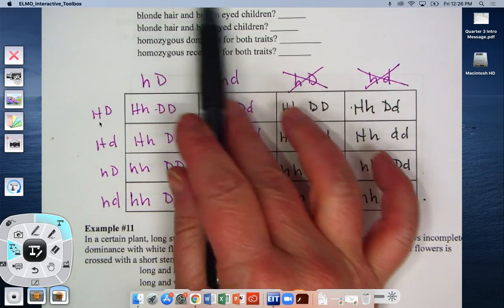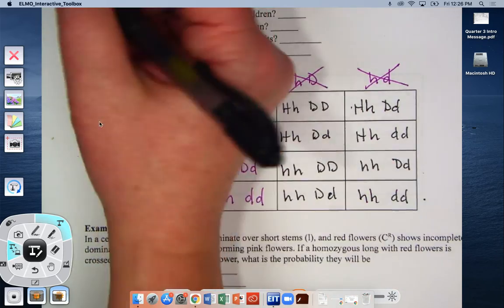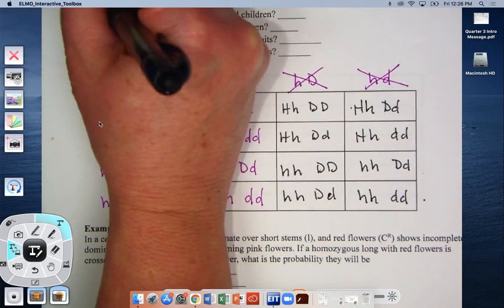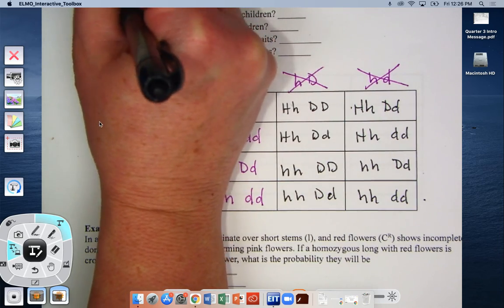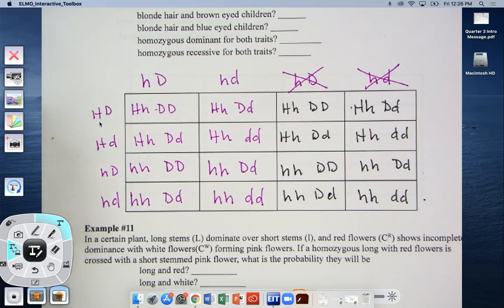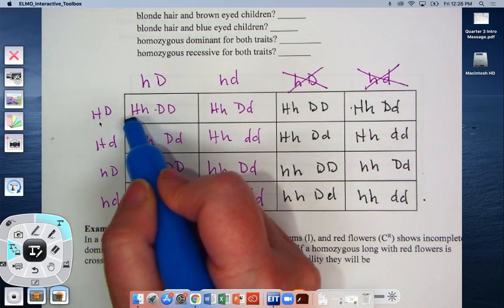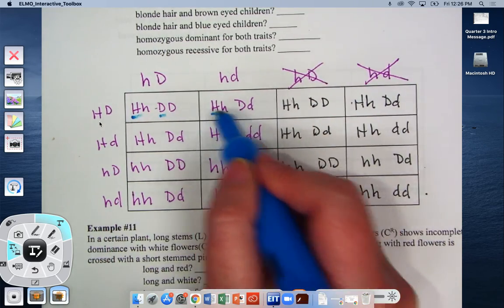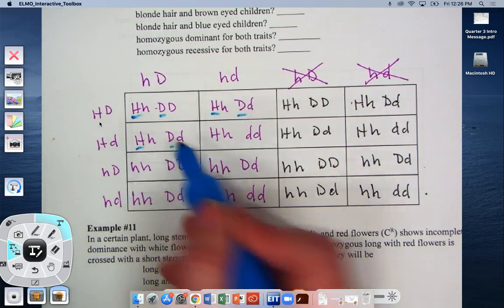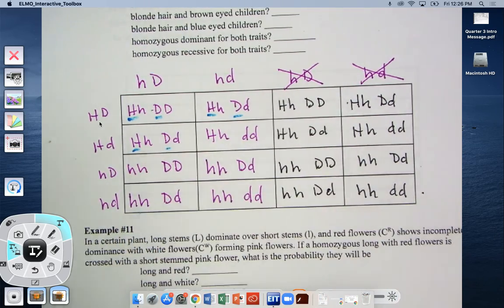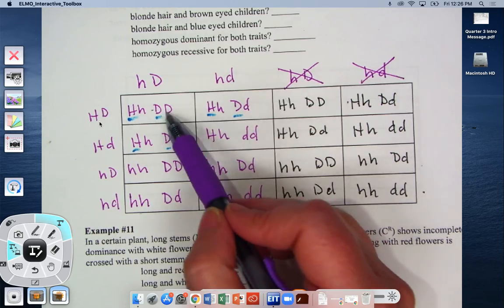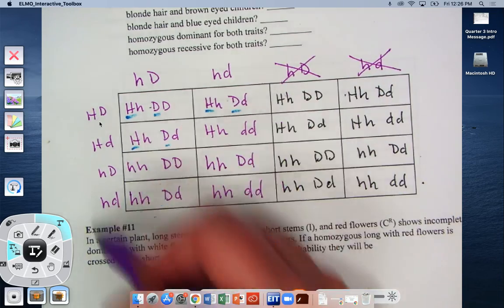So brown hair and brown eyes. Again, I'm still looking for the same thing. So I'm looking for a capital H, anything else, a capital B, anything else. So where do we see that? Capital, capital, capital, capital, capital, capital. No, no, no, no, no. So 1, 2, 3 out of 8.